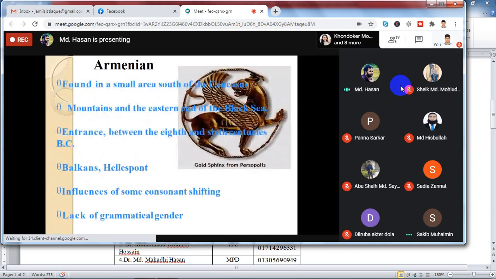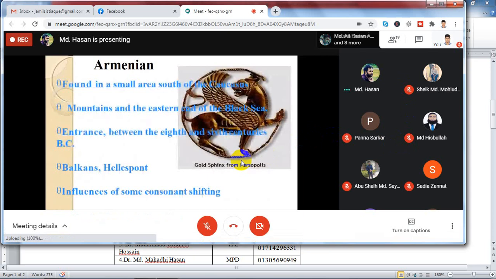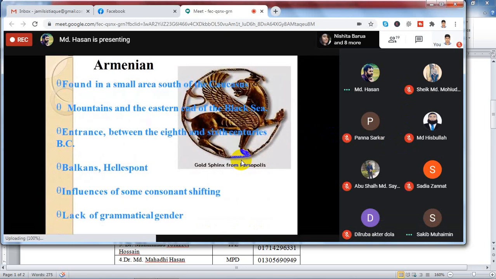South of the Caucasus mountains and the eastern end of the Black Sea, and to this region is generally put between the 8th and 6th centuries BC. They evidently came into their present home from the Hellespont.